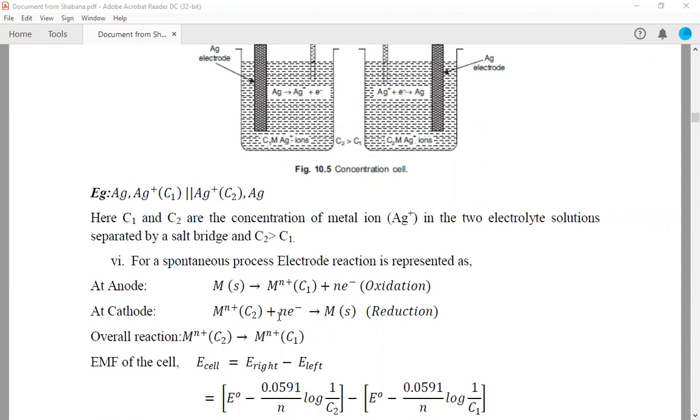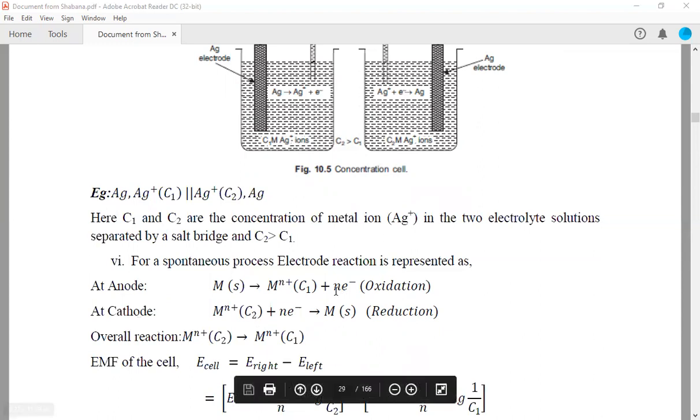And the metal is converted into its ionic form, and it goes into the solution of C1. That metal ion goes into the solution of C1 with the liberation of electrons. And this electron is transferred from the region of higher concentration to the region of lower concentration. That is, from anode to the cathode, the electrons are transferred, and this electron will react with the metal ion which is there in the concentration C2, and the metal is deposited near the cathode.